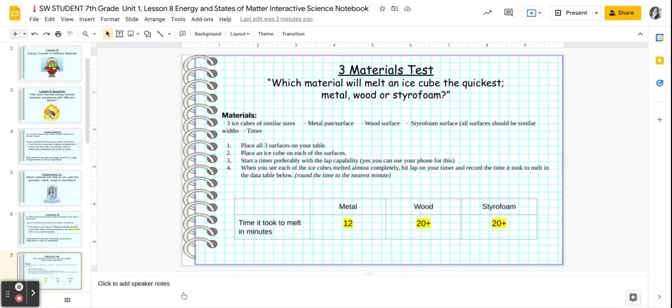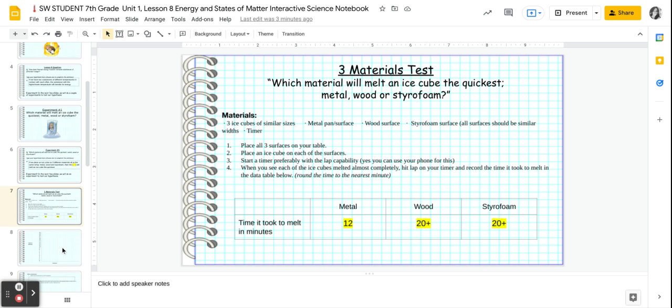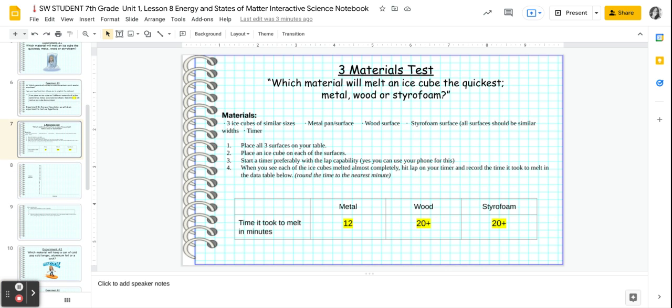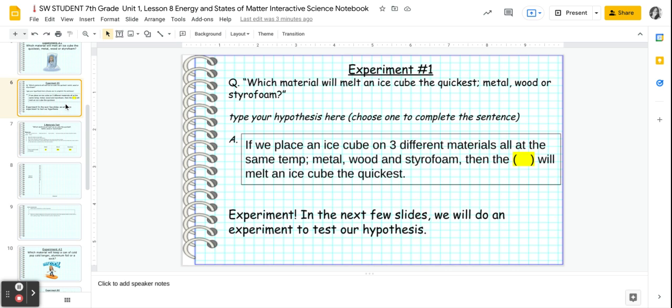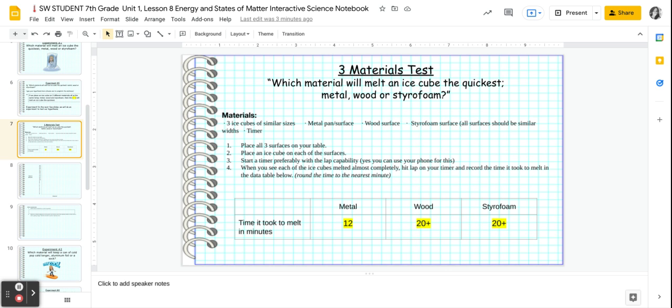All right, so this is what you're going to work on today. The slides 7, 8, and 9. So, yesterday we did an experiment where we saw ice cubes melt on three different surfaces. You did your hypothesis. We saw that the ice cube melted the quickest on the metal. So, some groups got around 10 minutes, some groups got around 9 minutes.